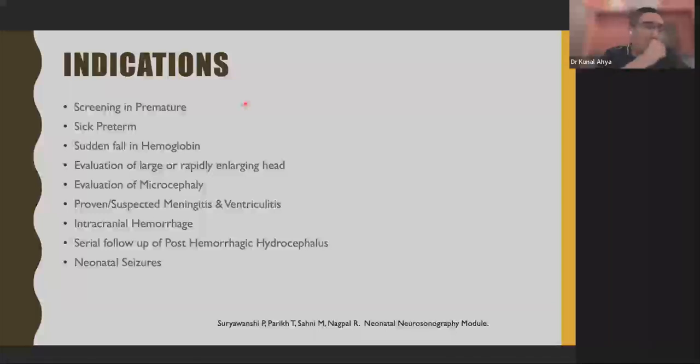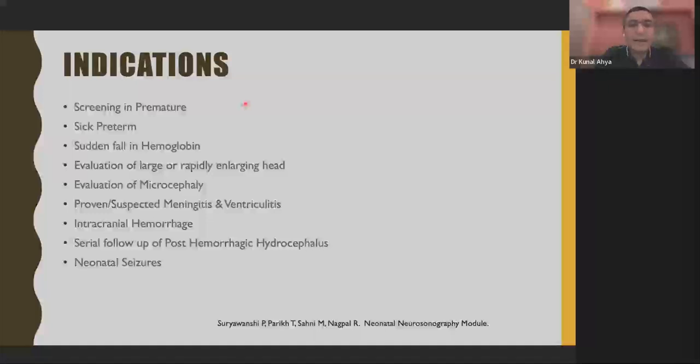If there is a sudden fall in hemoglobin, it can be due to intraventricular hemorrhage also. So you have to rule out intraventricular hemorrhage in these babies. If the baby is having a large size head, or if their head size is increasing rapidly, then again there are chances of hydrocephalus. You need to rule out any anomalies like microcephaly.